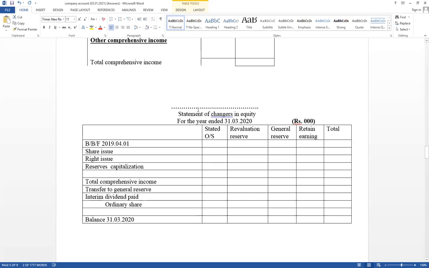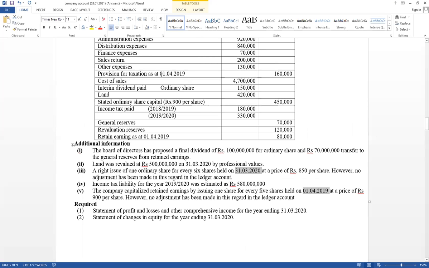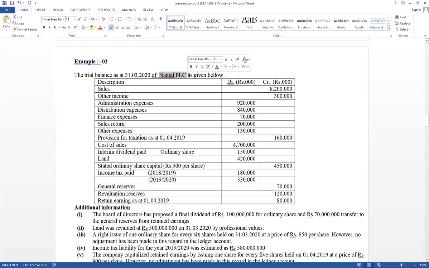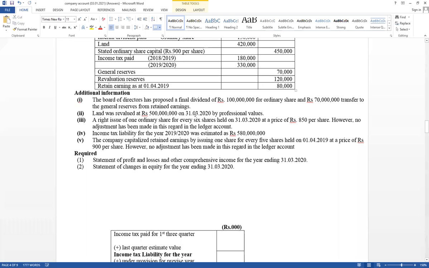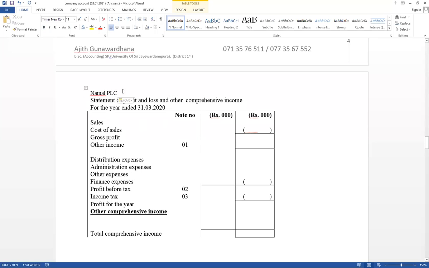First one, write the name of the business based on entity concepts. It has given an example name of the business, Namal Enterprise, Namal PLC. This is a company. Therefore, that value should be included. Write the name, statement of profit and loss and other comprehensive income based on entity concepts. Namal Enterprise, statement of profit and loss and other comprehensive income for the year ended 31st March 20, based on periodicity concepts.